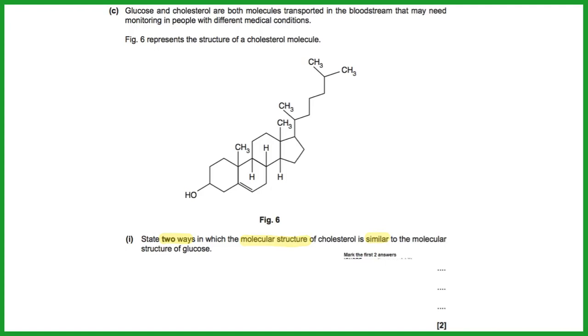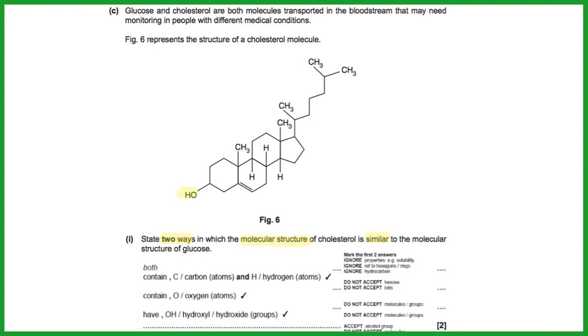Be careful with these state 2 ways questions, they only mark the first 2 answers, and it's only looking for the molecular structure. So all they're asking for you to say here is that they both contain carbon and hydrogen, and they both contain oxygen, and additionally they both contain a hydroxyl group here. So the ways in which they're similar: both contain carbon and hydrogen, both contain oxygen, and both contain a hydroxyl group. That's it. And here's the mark scheme.